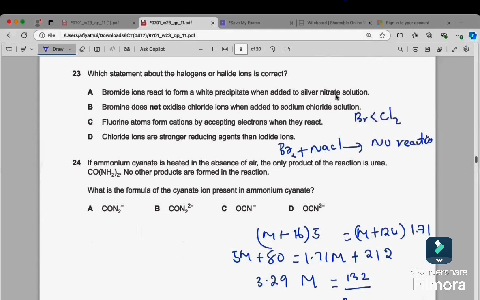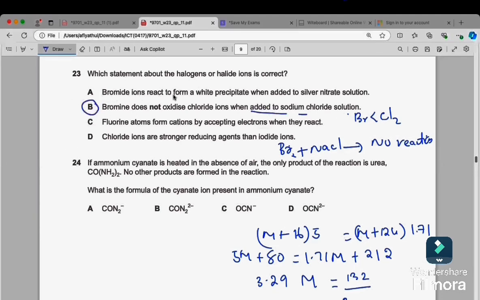So if you check the halogens as you go down the group, reactivity increases, right? I mean, the reactivity decreases. So bromine is less reactive than chlorine, so bromine cannot displace the chlorine from the reaction. So bromine does not oxidize the chloride ions when added to the sodium chloride solution. So the best option here should be B.